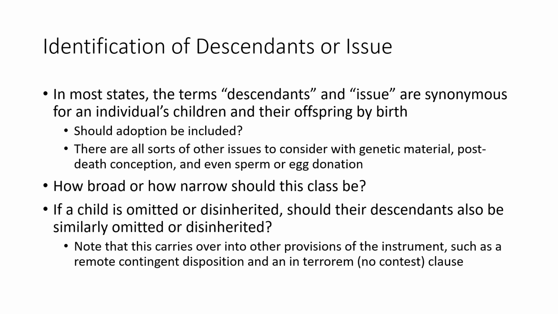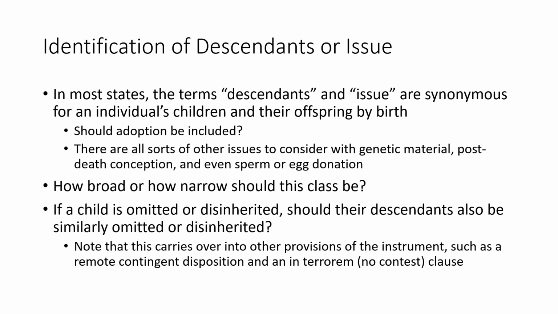Then finally, when it comes to descendants, some of these issues come up with children as well, but generally the terms descendants and issue are going to be interchangeable state to state and are generally going to include your children and any offspring by birth down the road. So, as I mentioned with children, should adoption be included? Your children might adopt in the future. To what extent do you want their adopted children to be included in your estate plan?